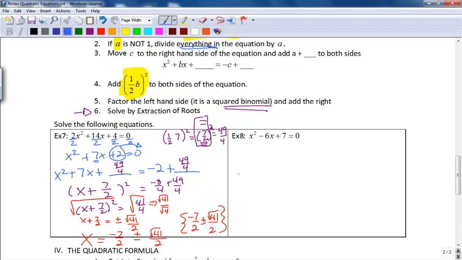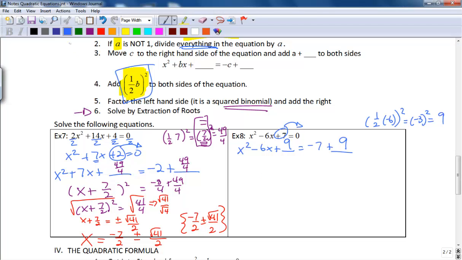Step 3, move your constant to the other side and add your plus blanks. So I have x squared minus 6x plus blank, and if I'm moving this constant term over to the other side, it would be a negative 7 plus blank. Then I need to figure out what goes in the plus blanks. What goes in the plus blanks is 1/2 of b squared. Well, b in my case is negative 6, so I have 1/2 of negative 6 squared. Half of negative 6 is negative 3, and if I take negative 3 and square it, I get a positive 9. So I'm adding 9 to both sides.